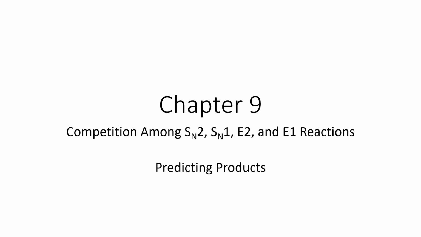In the second part of Chapter 9, we're going to be looking at predicting some of the specifics associated with the products of SN1, E1, E2, and SN2 mechanisms. So the first thing I want to talk about is going to be our regioselectivity for alkene formation. So this is specifically for our elimination reactions, where we're going to be producing that double bond.